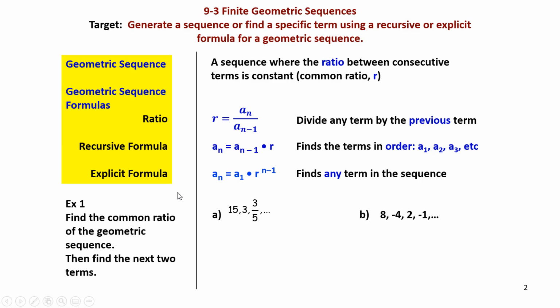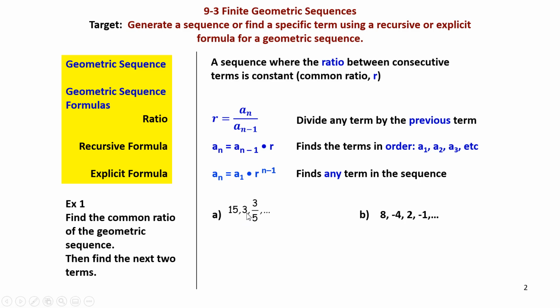Okay? So we've got a couple of sequences here. The first one is 15, 3, then it goes to 3/5. So we're getting into some fractions here. And it says find the common ratio of the geometric sequence. So when we say common ratio, we're always going to say, what are we multiplying by to get from one term to the next? So a lot of you guys are going to look at this and say, oh, you're going to divide by 5. Nope, we're not going to divide by 5.